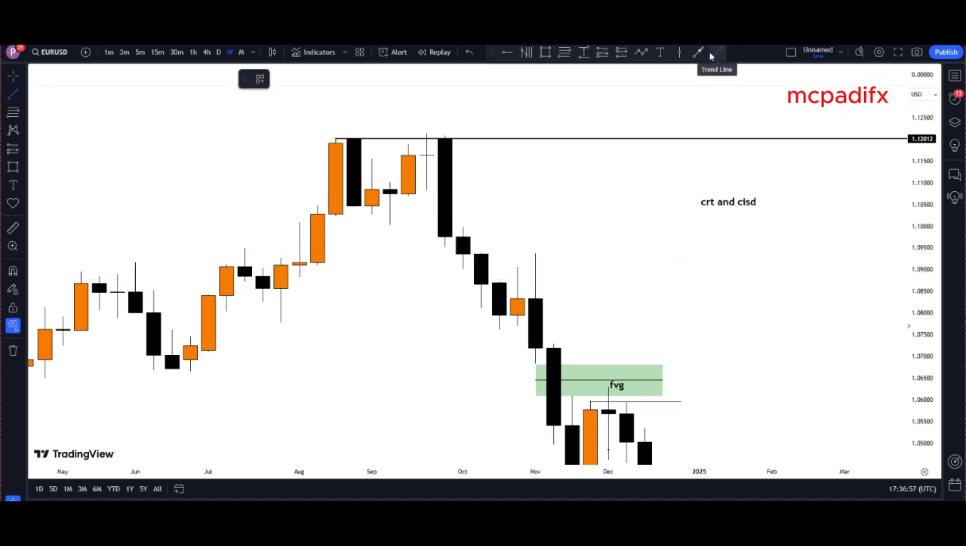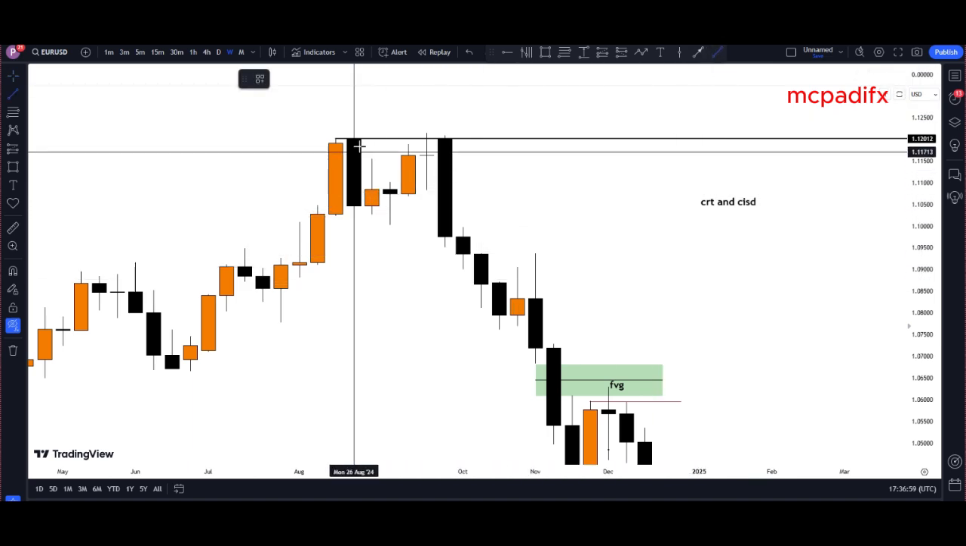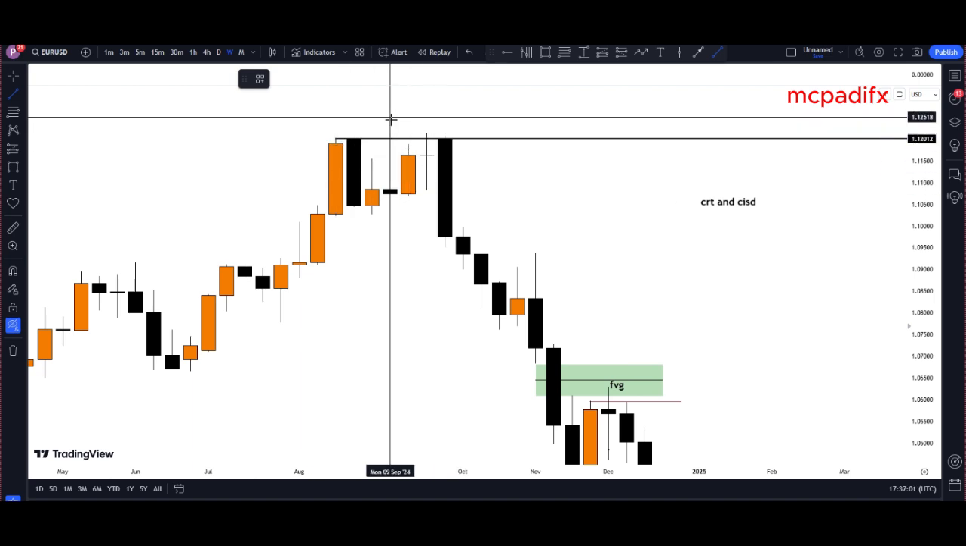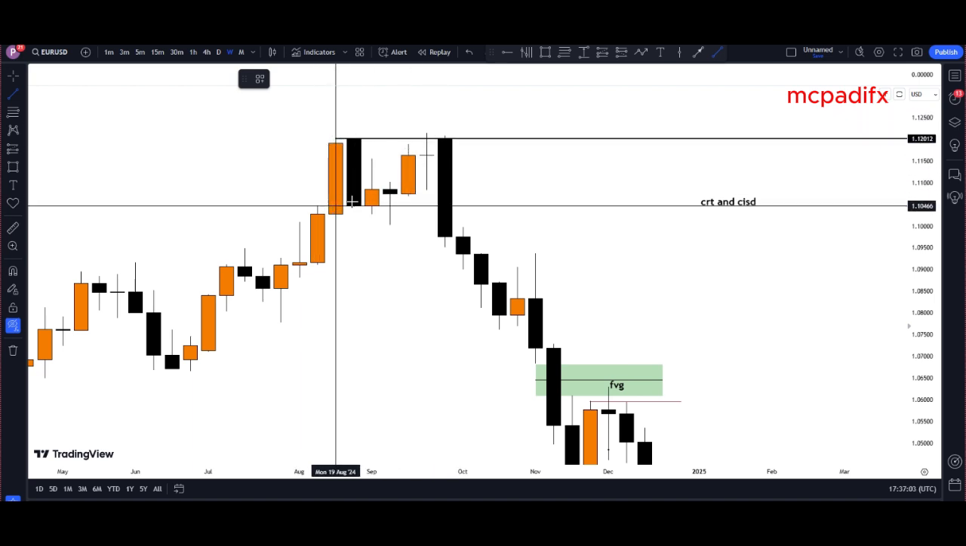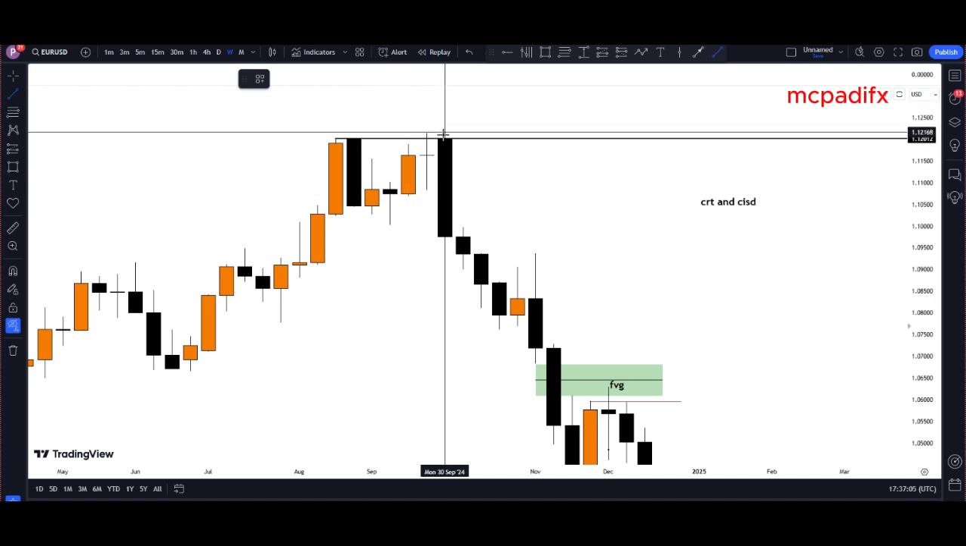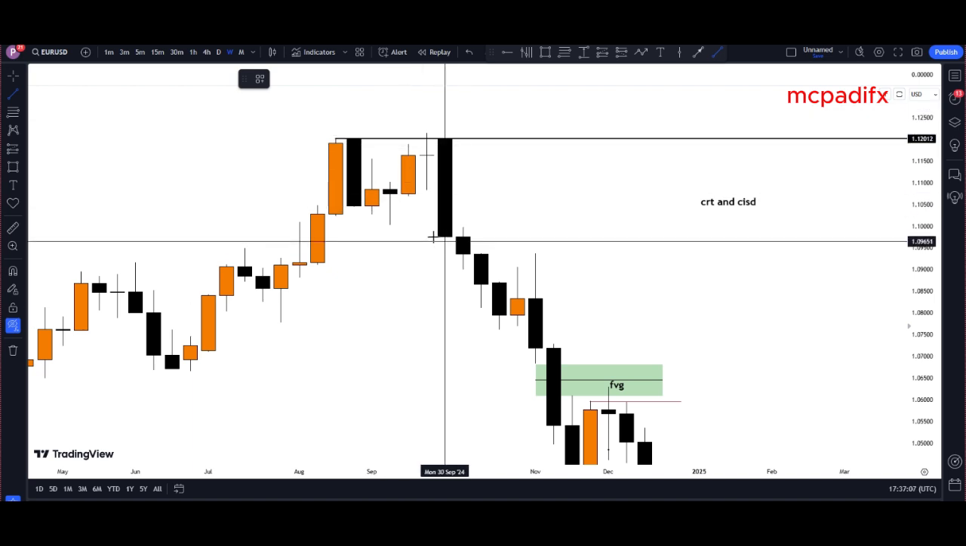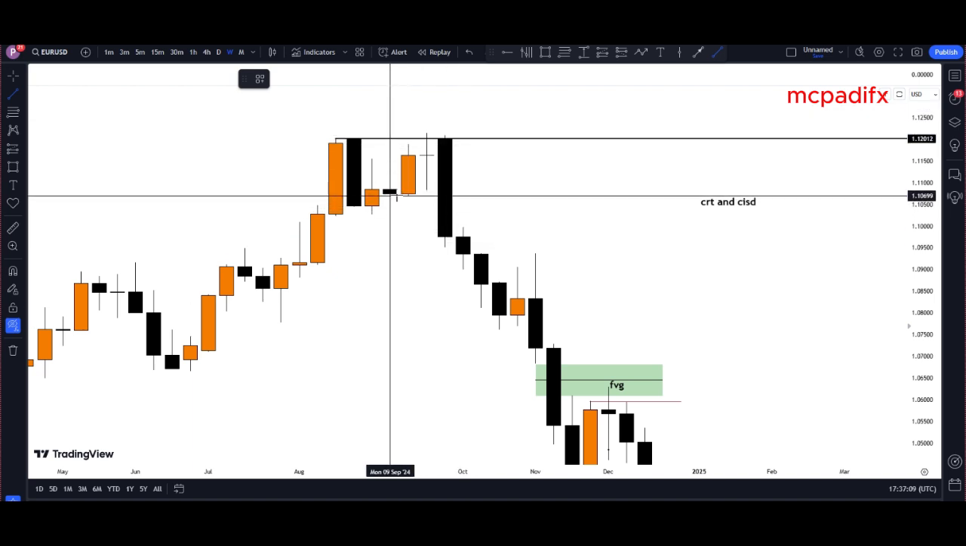How it forms is that when the last candle or a series of consecutive candles tap into a key level and another candle opens and closes below them, that means that CSD has been formed.